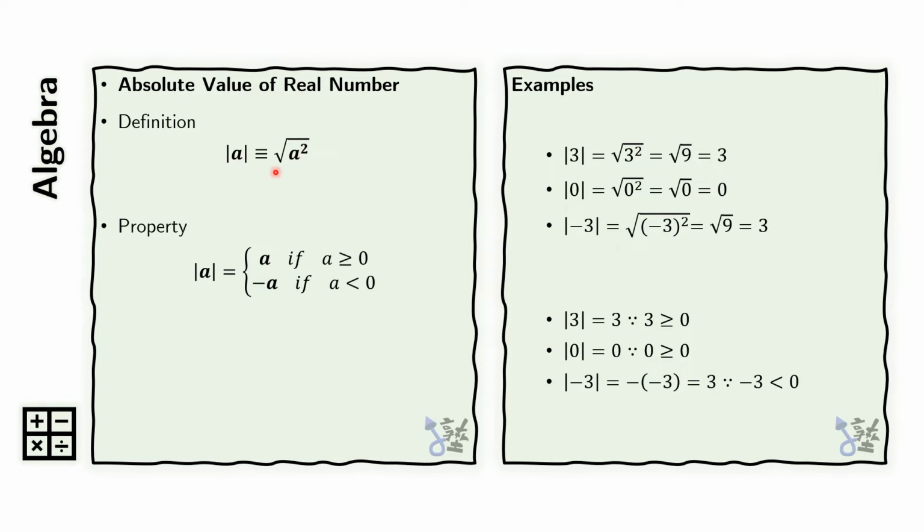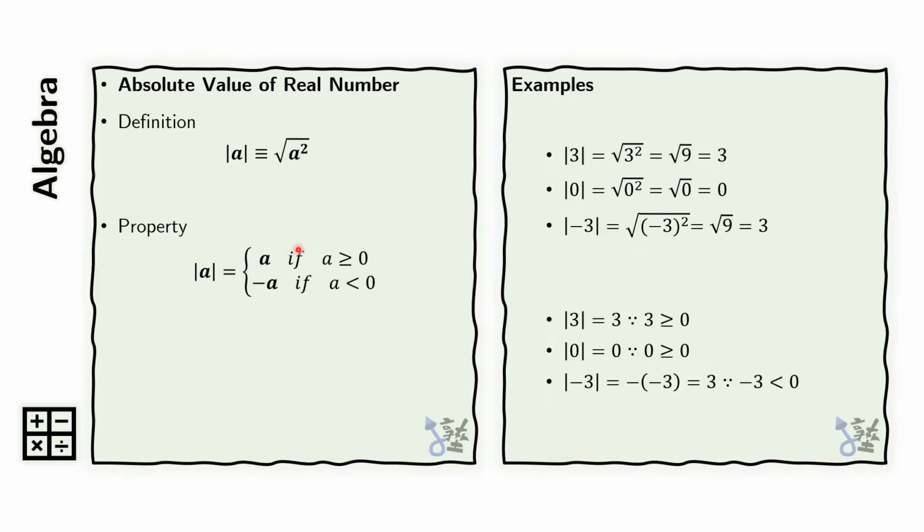From this definition, we can extract the following property. We can remove the absolute value symbols and just replace it with the following. If a is positive or 0, then we don't have to add anything. We can just remove the absolute value symbols. If a is negative, then we can remove the absolute value symbols, but we have to attach a negative sign here. And this is useful when we are doing calculations because we do not have to deal with the square root sign or with the absolute value sign. So we can just do simple algebra here.